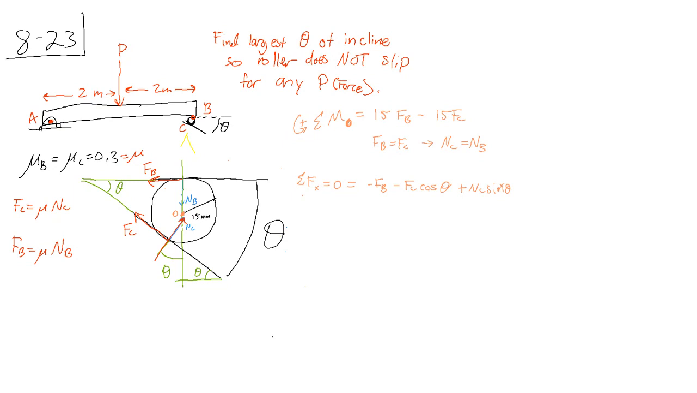So what does that tell us? Well, I'm just going to leave it as is. I'm not sure yet. Let's keep going. Sum of the forces in the y direction. So I got NC cosine theta plus FC sine. Yeah, it's weird that they're flopped, right? Minus NB.